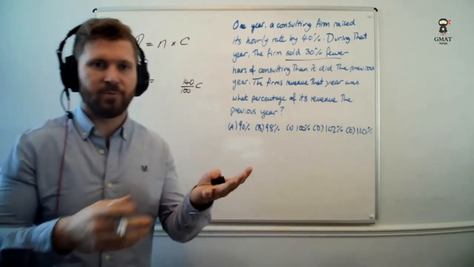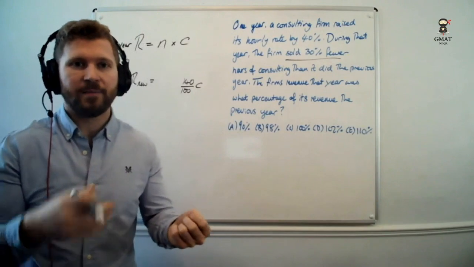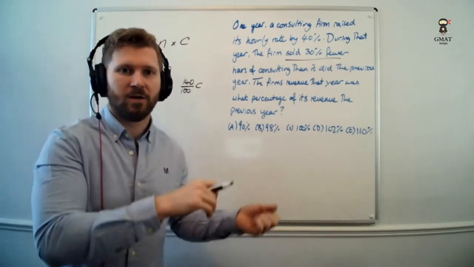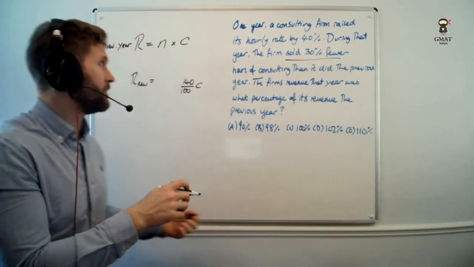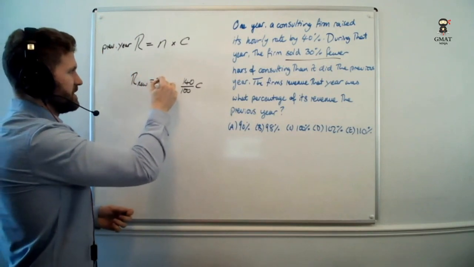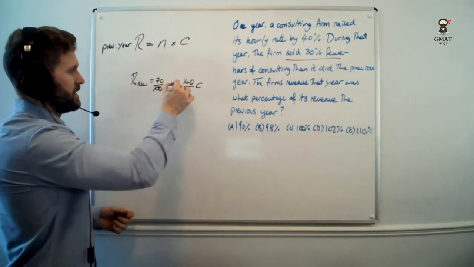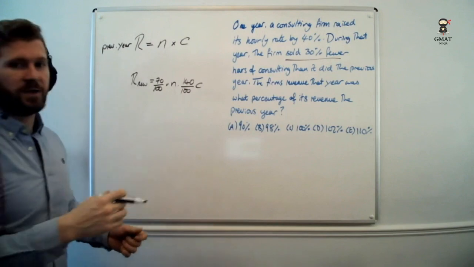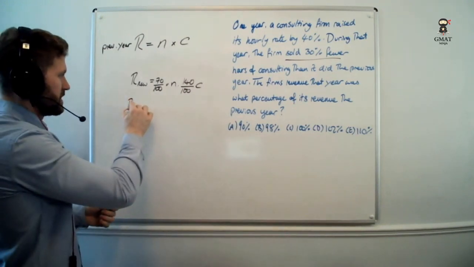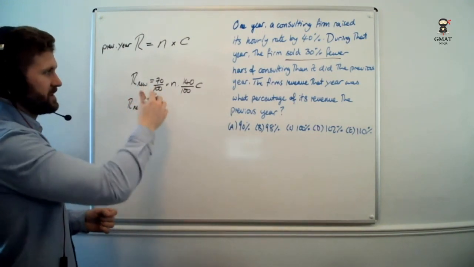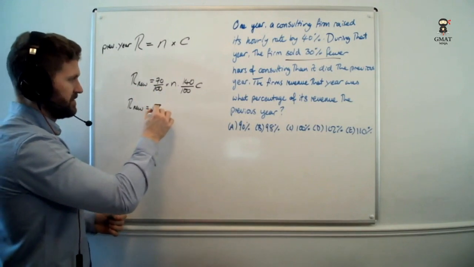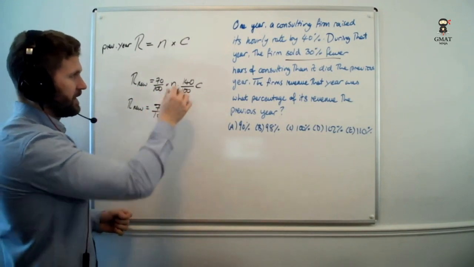The old value is 100%. I take 30% off that. My new value is going to be 70% of the previous value. And so the number of hours is going to be 70 over 100 times N. And so this whole expression, I can simplify the 70 over 100 to be 7 over 10.